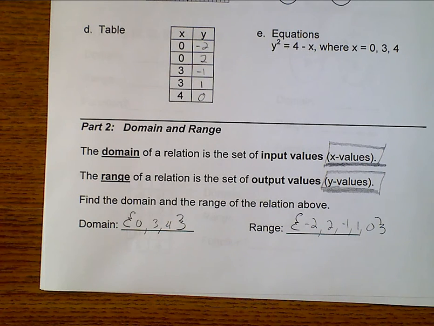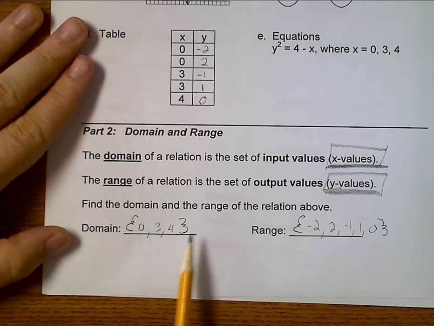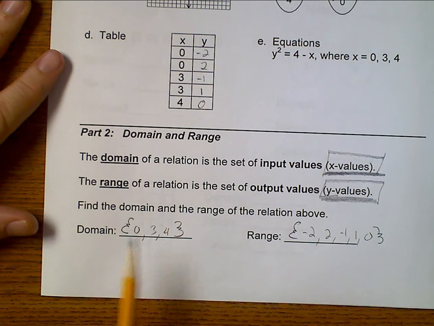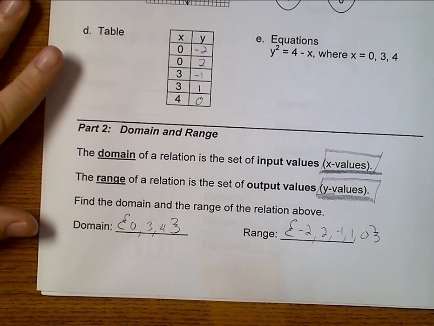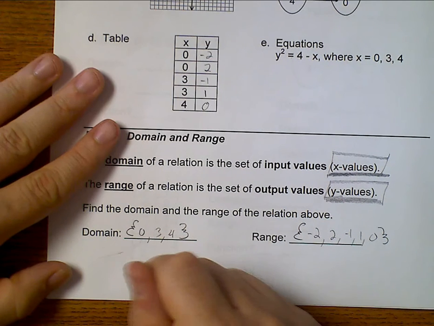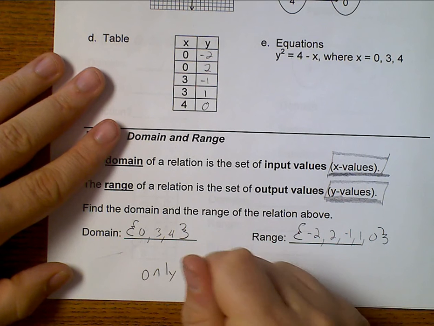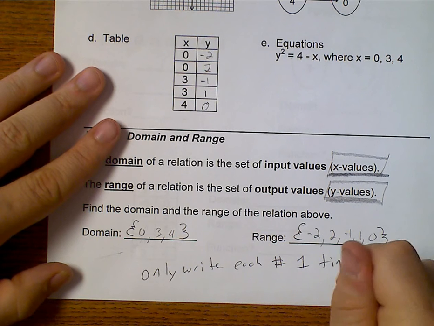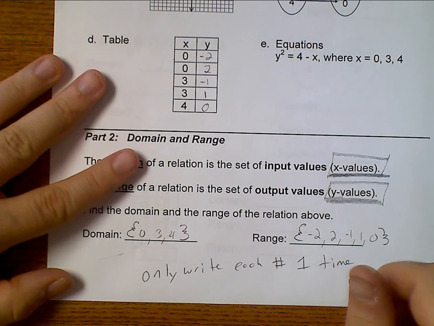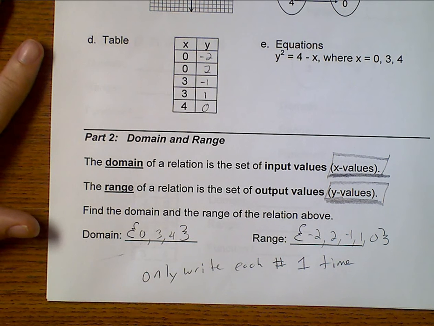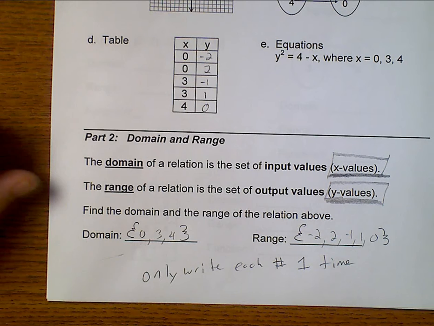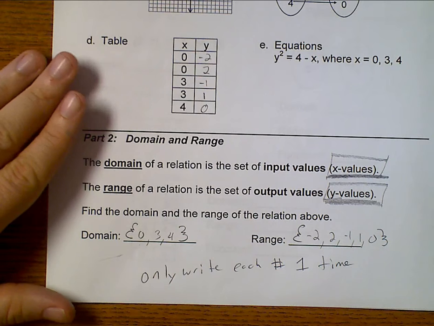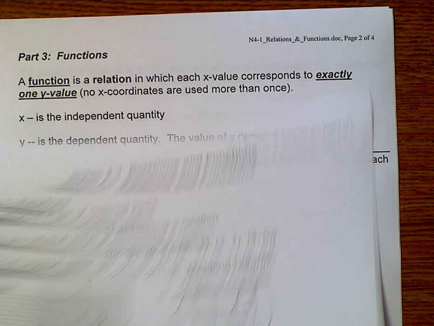Now, I want you to notice that I didn't repeat the numbers ever. Even though 0 showed up twice, I only wrote it once in my domain. And so that's important. We only want to write each number once. That's once in the domain and once in the range. Let's go ahead and move on to part 3.